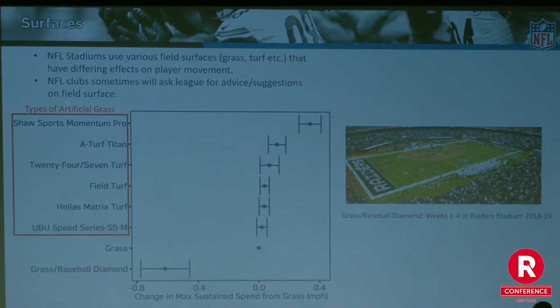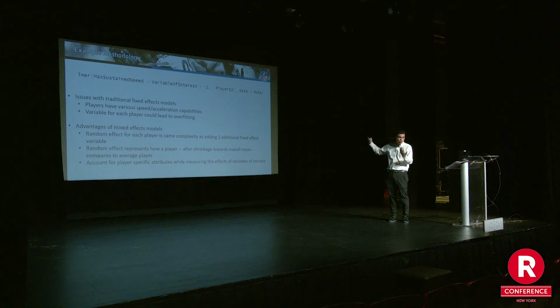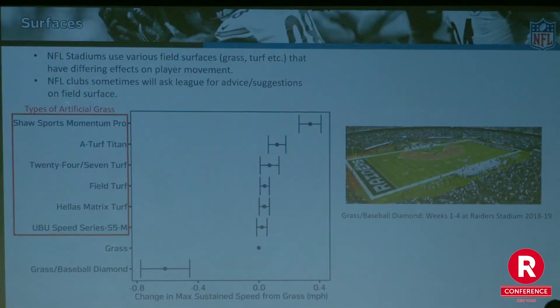All right, so I'm first going to talk about surfaces. Essentially, we're fitting a mixed effects model. Max sustained speed is our y variable. The variable of interest, which in the first case will be surfaces, is the x variable, and then player ID remains a random effect. So if we analyze the coefficients we get here, we're accounting for player differences and just seeing how max sustained speed is affected.